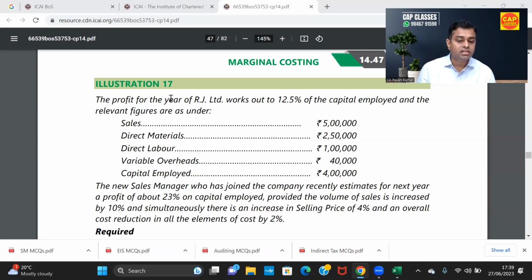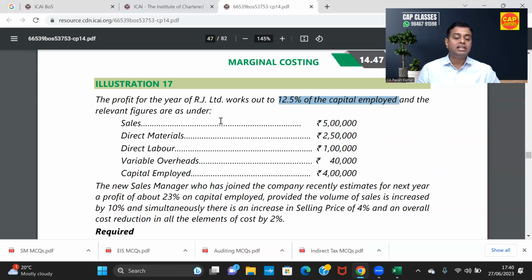Okay, let us see what it is. And this is an important model. You can expect this kind of model in the exam. The profit for the year of RJ Limited works out to 12.5% of the capital employed. Underline, they are saying their present profit is 12.5% of capital employed. If capital employed is given as 10 lakhs, for example, on 10 lakhs you need to apply 12.5%, then you will get 10 lakhs into 12.5%, 1,25,000, for example.